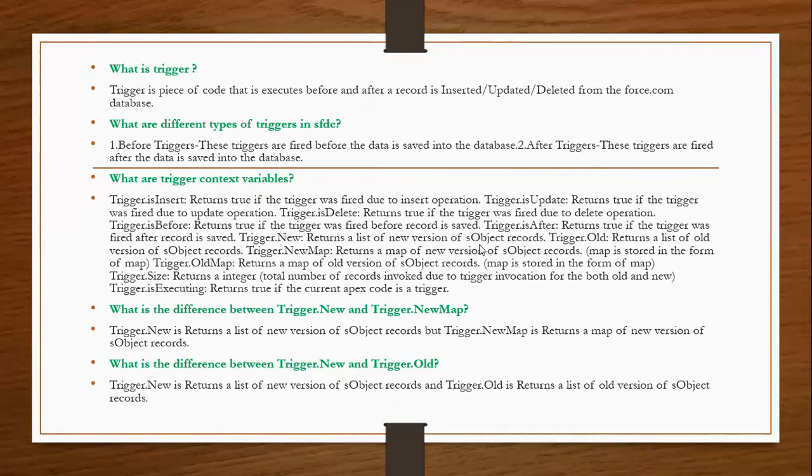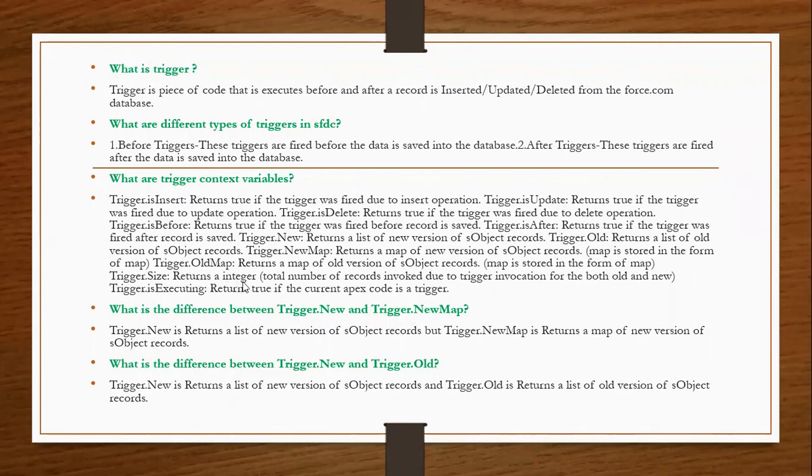Trigger.new returns a list of the new versions of the object records. Trigger.old returns a list of the old versions of the object records. Trigger.newMap returns a map of new versions of the object records. The map is stored in the form of ID to record. Trigger.oldMap returns a map of old versions of the object records. The map is stored in the form of ID to record.